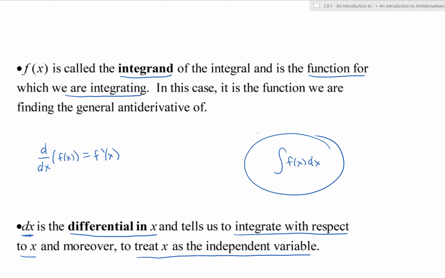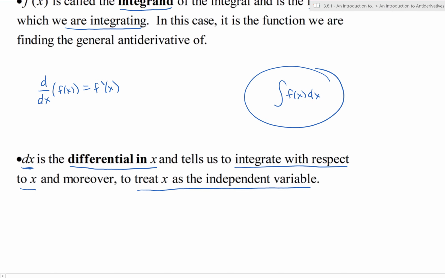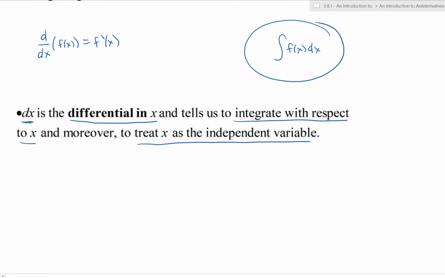And so we have a kind of back and forth process here. If I differentiate, I get a derivative. If I integrate, I get an antiderivative. You can think of these as backwards processes, if you will. So that's the dissection of the indefinite integral notation.